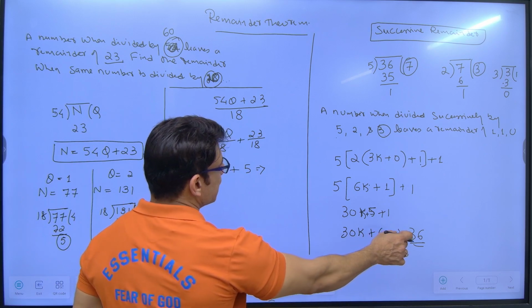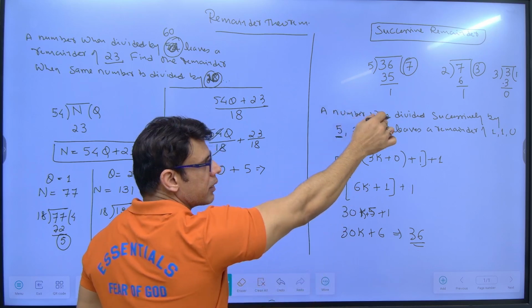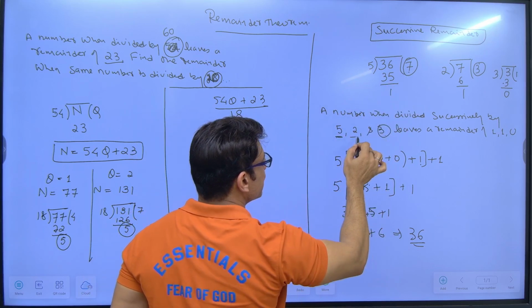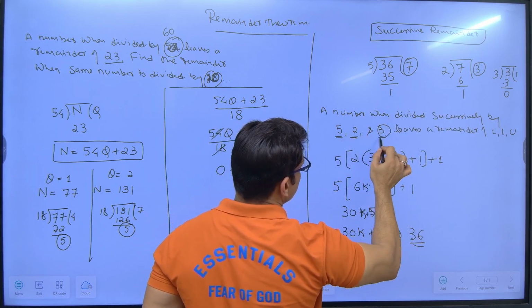You got 36, right? Divide 36 with 5, you'll get 1. And this is your question. Then divide with 2, 1. And then you're left with 3. 3 divided by 3.